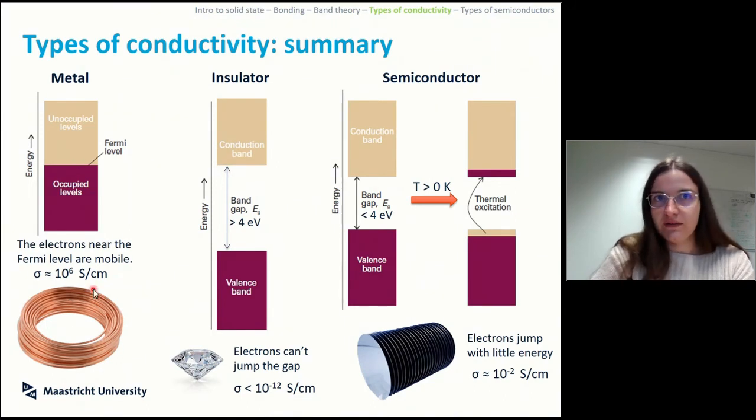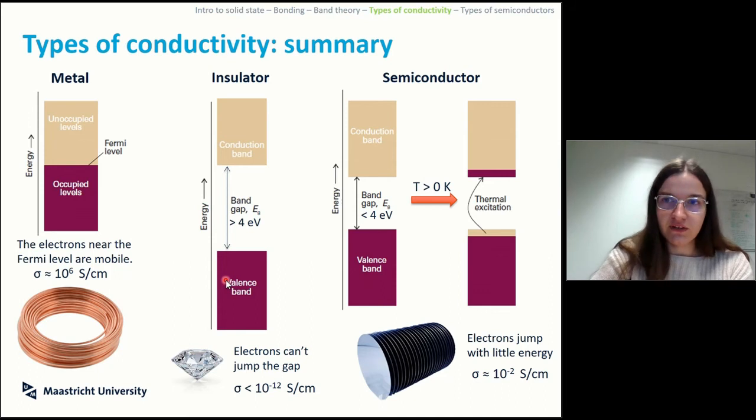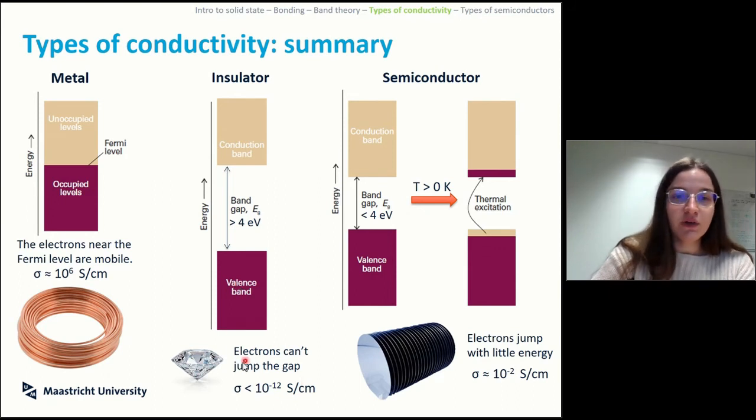This is usually the best conducting material, best meaning that we are in the order of magnitude of 10 to the 6 Siemens per centimeter. In insulators, you have such a huge gap in which there are no energies available for your electrons to go around that there is no way to bridge it, no matter how much temperature you put inside. You cannot bridge the gap.